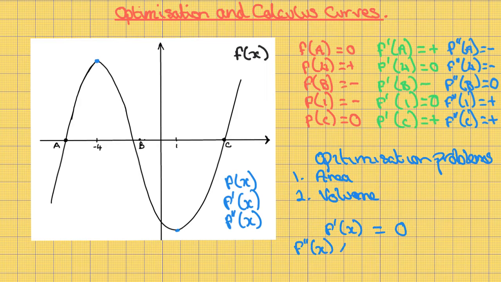If it is less than 0, you have a maximum. If f double dash of x is greater than 0, it is a minimum at f of x.